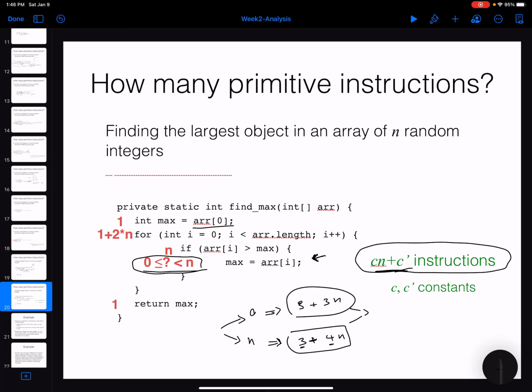I just wanted to tell you that I don't really care if the coefficient of n is, for example, 3, or 4, or even 10,000 or 1 million, in terms of comparing the efficiency of the algorithms, the asymptotic analysis. And I will explain why I don't care about the coefficients. The main thing I care about here is that the time function is going to be a linear function, some cn plus c prime. Okay?